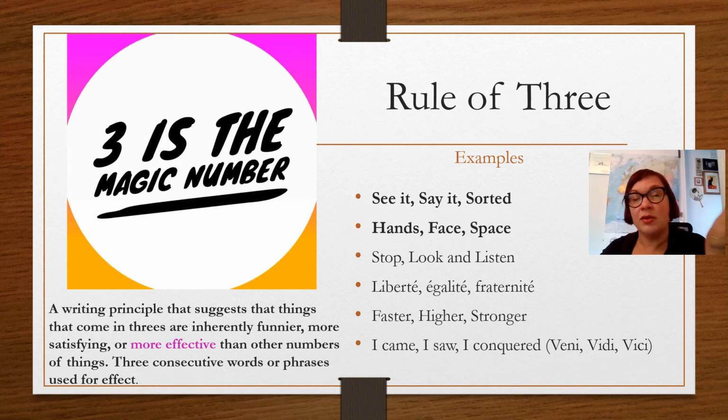And in the podium when they give those speeches, there are always three things there, three words, and they've changed throughout the last year. So it's because things that come in threes are funnier, more satisfying, or more effective. So it's easier to remember. And then there are some other examples there as well.